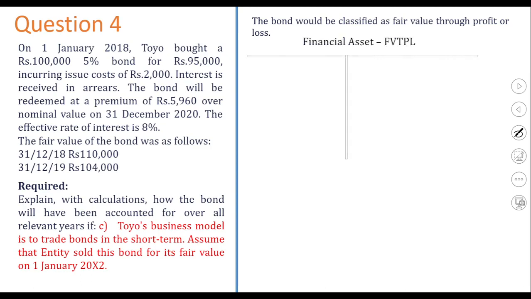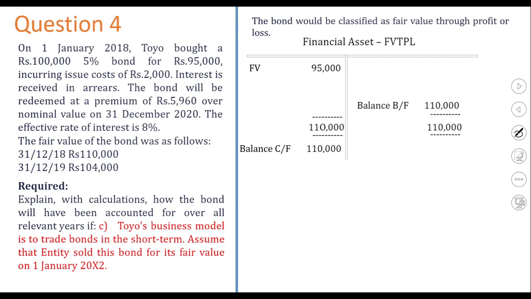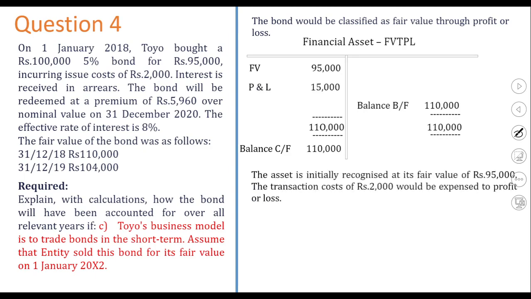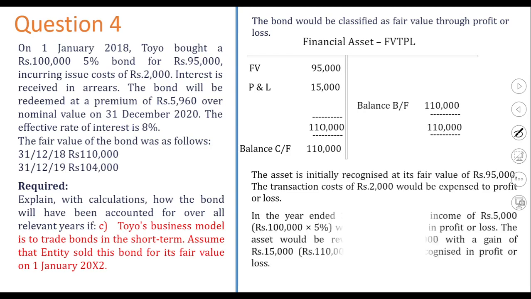So you have a fair value through P&L asset. Initial value is 95,000, and the transaction cost you recognize in the P&L. Closing balance of the instrument is 110,000. You recognize this gain in the P&L. The asset was initially recognized at fair value of 95,000. The transaction cost is 2,000. That is also charged as an expense to the P&L.